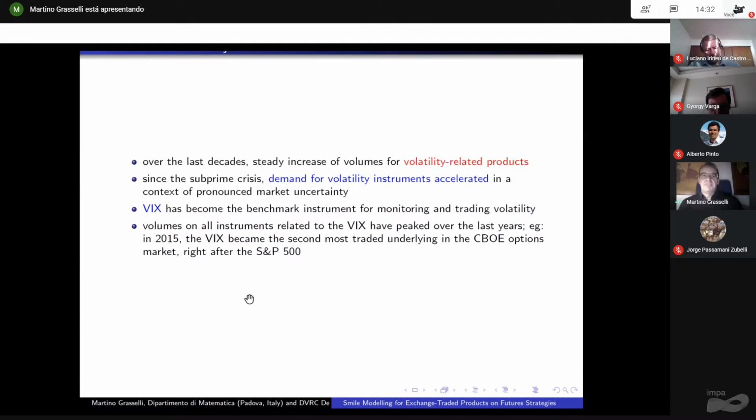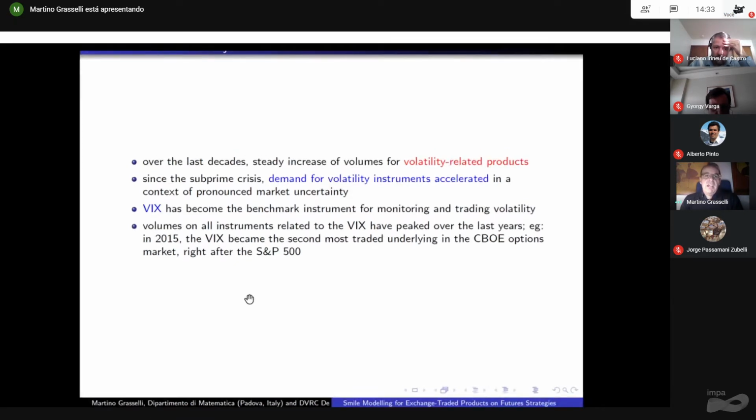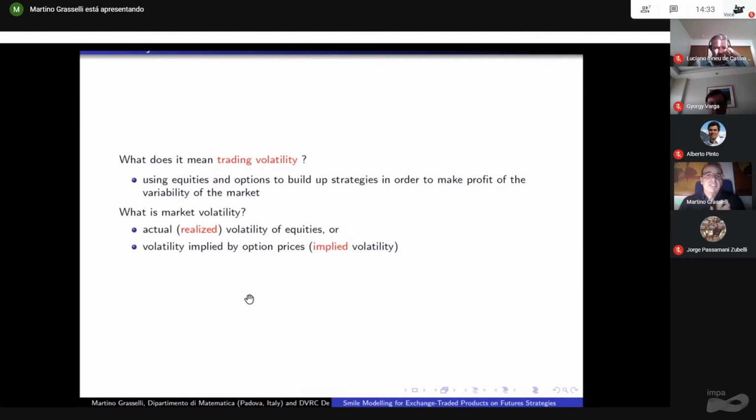Okay, so first of all, what does it mean, volatility products? In the last years, of course, there has been a huge increase in demand for volatility instruments. In particular, the VIX, which I will introduce more precisely later, is now considered a benchmark instrument for monitoring and trading volatility. So what does it mean, trading volatility? We can summarize all the concepts involving trading volatility by saying that it's just a question of implementing some equity and option strategies in order to take profit of market variability.